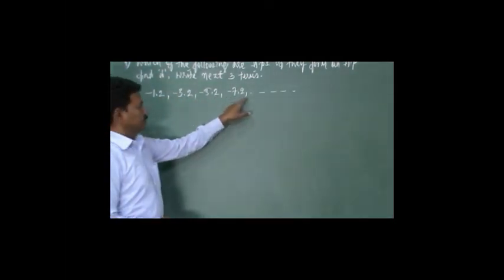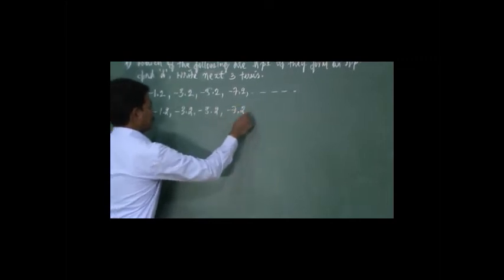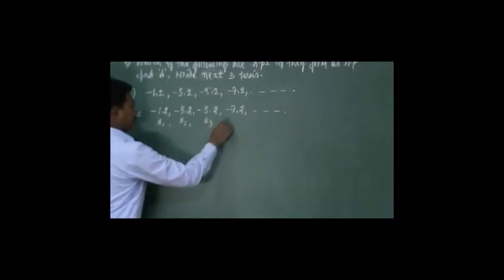So we have minus 1.2, minus 3.2, minus 5.2, minus 7.2 as the given sequence. First we have to check whether it is an AP or not. If it is an AP, then we will find out the next 3 terms. So this is A1, this is A2, this is A3, this is A4, and so on.